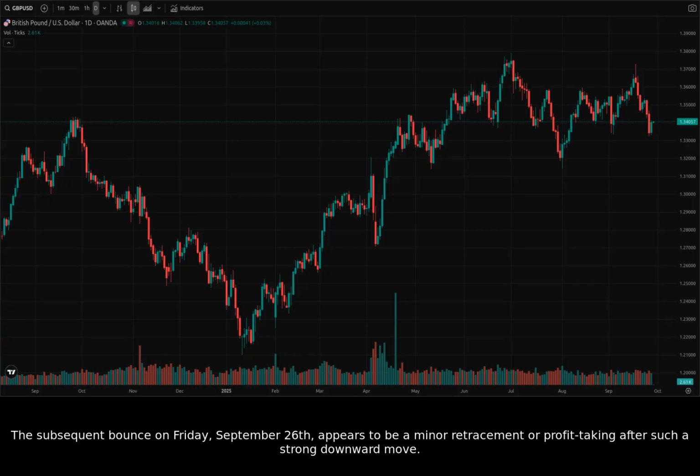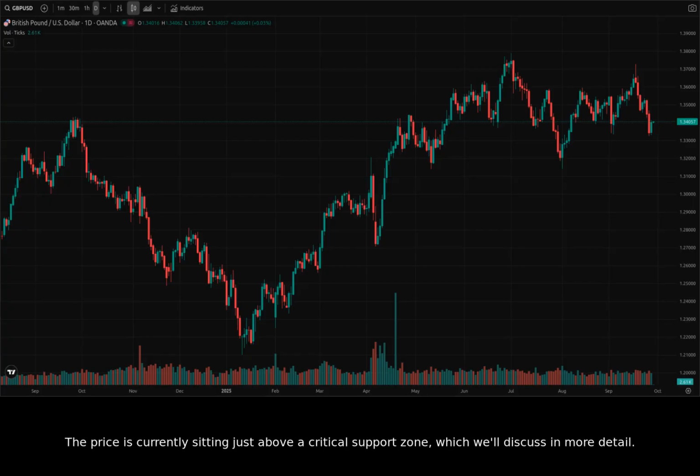The subsequent bounce on Friday, September 26th, appears to be a minor retracement or profit-taking after such a strong downward move. The price is currently sitting just above a critical support zone, which we'll discuss in more detail. The previous support levels in the 1.35 to 1.36 range have now flipped to become formidable resistance.